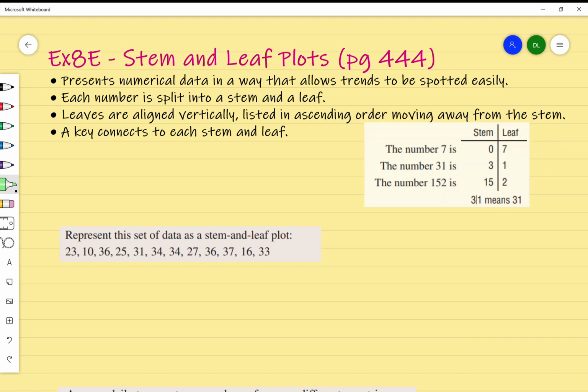And finally, you'll see that a key connects each stem and leaf, meaning that we can see, based off this, that 3 line 1 means 31. Sometimes you'll end up with something where the number 7 doesn't have a second digit. It's only got the first digit, which means we might write it as 0 line 7. Now for this, I think it's really important where you apply this because it's more of an application style question or concept. So let's get right into it.